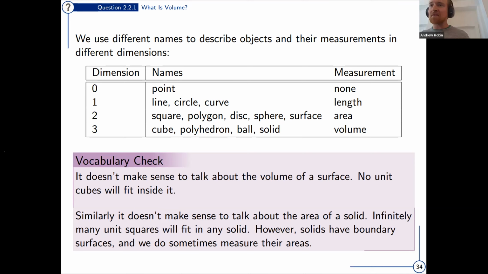So it doesn't really make sense to talk about the volume of something in a lower dimension, or the area of a 3-dimensional cube. We can talk about the surface area, but that will have to be about the two-dimensional surface of the cube.